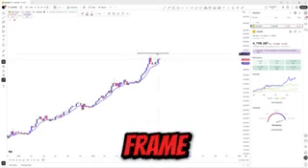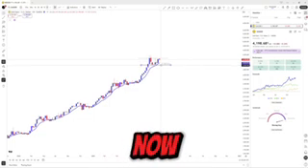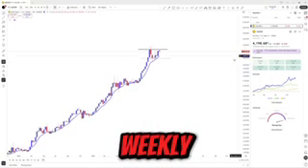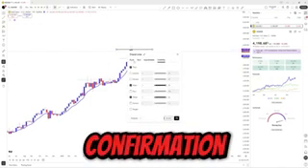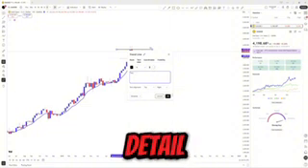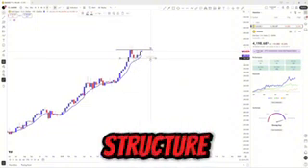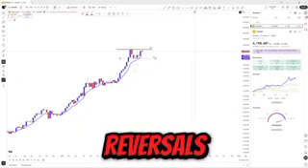Starting on the weekly time frame, this is where we define the overall direction of the market. Right now, gold continues to hold bullish weekly structure. We're seeing higher highs and higher lows and no confirmation break of structure to the downside here. That's an important detail because as long as weekly structure remains intact, any pullbacks are treated as retracements, not reversals.